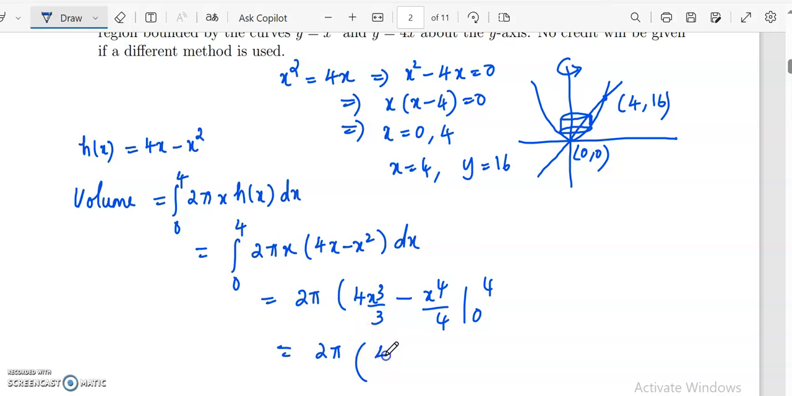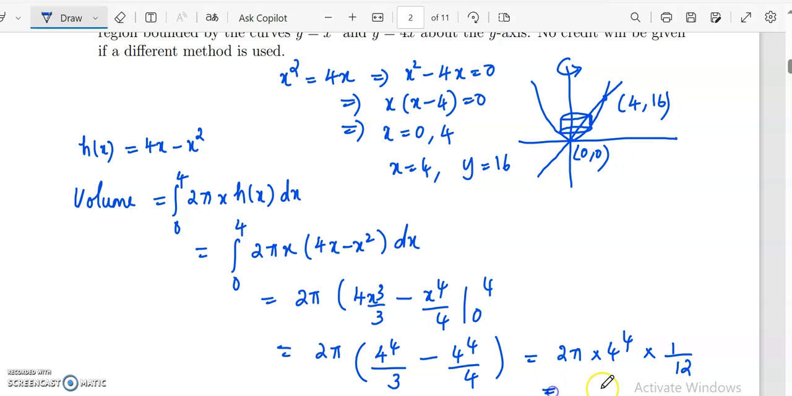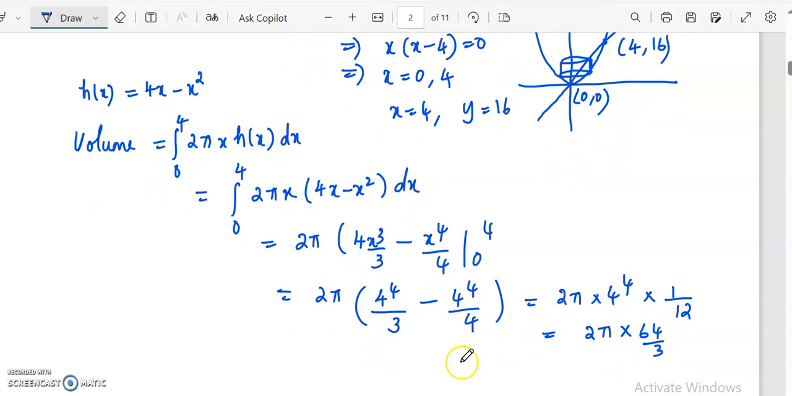So when x is 4, here we will get 4 raised to 4 by 3 minus 4 raised to 4 by 4. So that will be 2 pi into 4 raised to 4 into 1 by 3 minus 1 by 4 will come, that will be 1 by 12. So we will get 2 pi into 4 cube by 3 will come, so that will be 64 by 3. So we will be getting 128 pi by 3. So that will be the required volume.